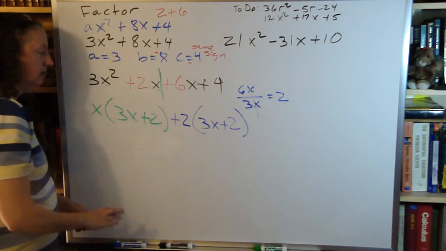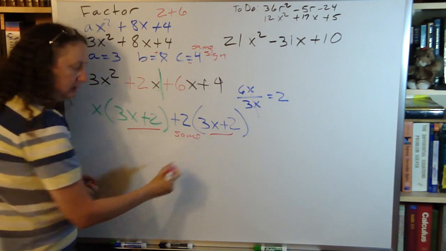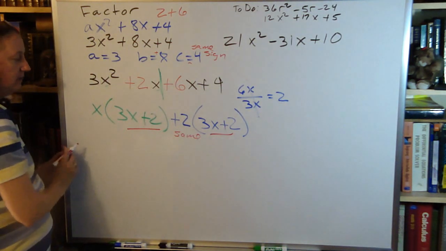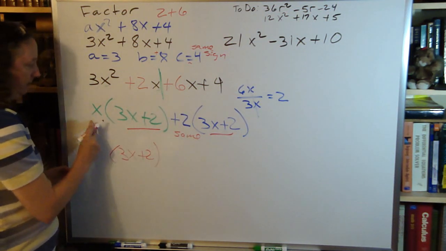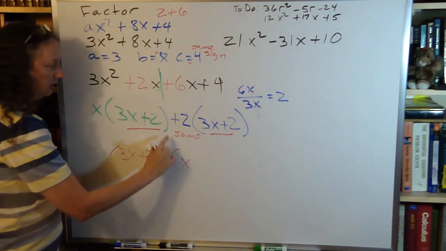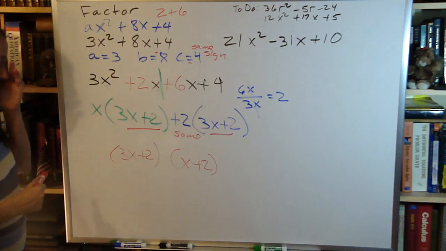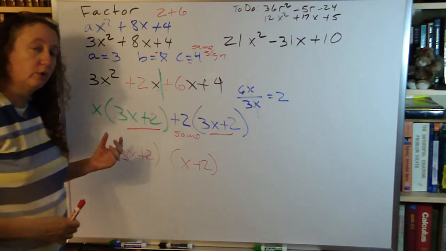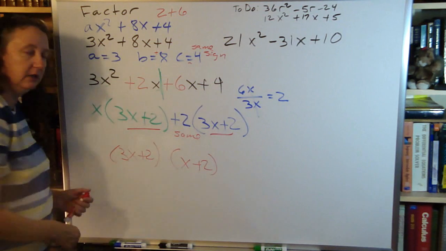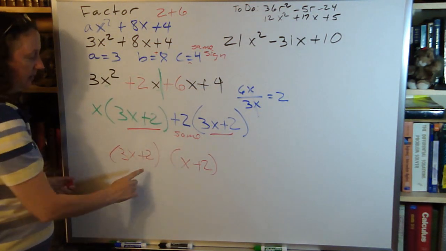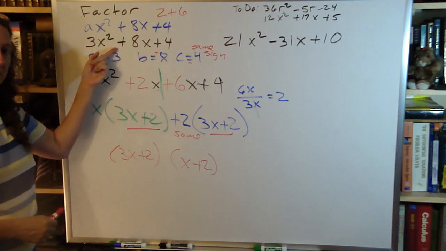Do I have the same thing in both sets of parentheses? Yes. So I'm going to factor them out. 3x plus 2 times x plus 2. And then in order to check this, I would do my FOIL method of checking it. Take my first term to each of them, take my second term to each of them, and make sure that it adds back up to this up here.